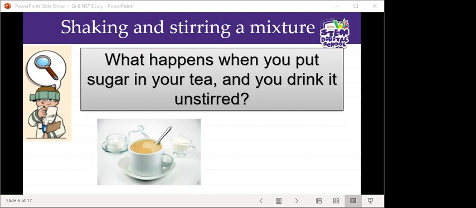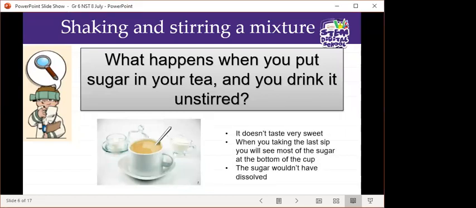So Piwe says the coffee or the tea will not taste sweet. And I see Vitz user saying the sugar will sink to the bottom. So you are both correct. The tea will not taste sweet, and when you take the last sip, you will see most of the sugar at the bottom of the cup. Awe also says you won't taste anything, it will be plain. Yes, you will not taste the sugar. At that point the sugar wouldn't have dissolved, so you almost shouldn't have added the sugar. Thank you very much, Ejiro.